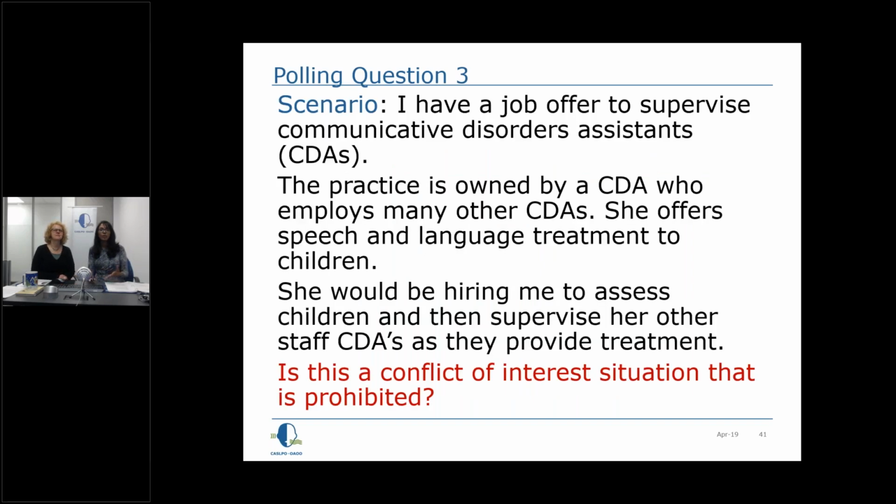So we have the third polling question for you. And the scenario is, I have a job offer to supervise communicative disorder assistants, CDAs. The practice is owned by a CDA who employs many other CDAs, and she offers speech and language treatment to children. She would be hiring me to assess children and then supervise her other staff CDAs as they provide treatment. So the question for you is this: is this a conflict of interest situation that is prohibited?